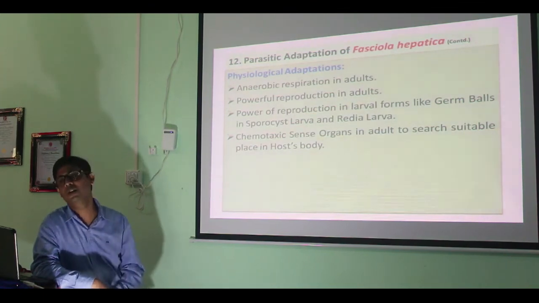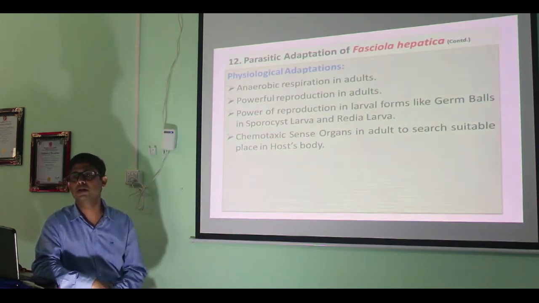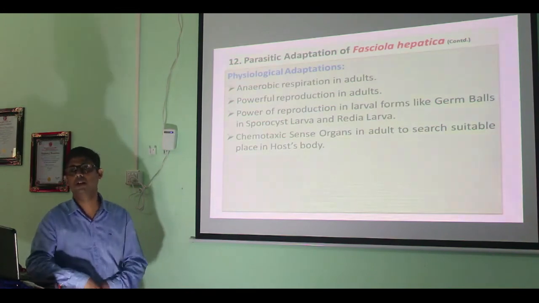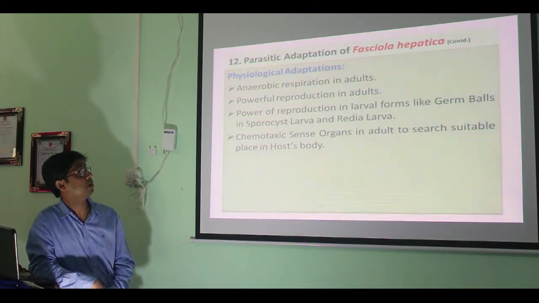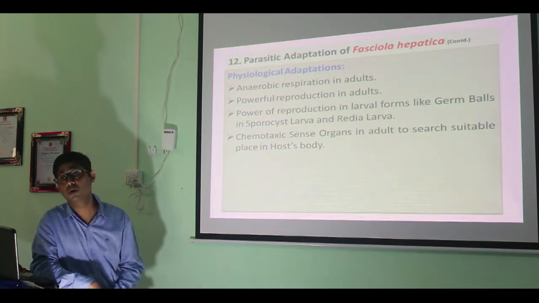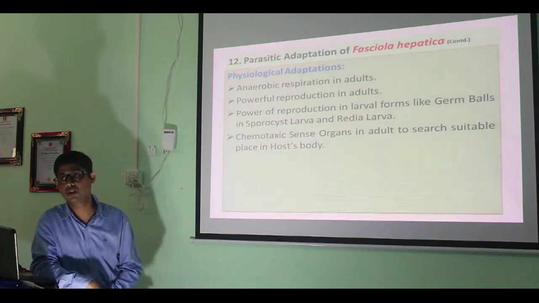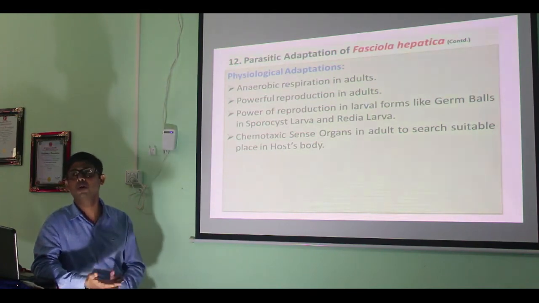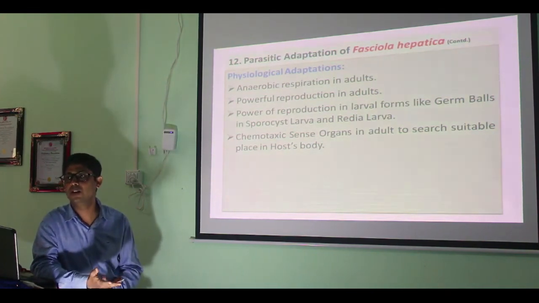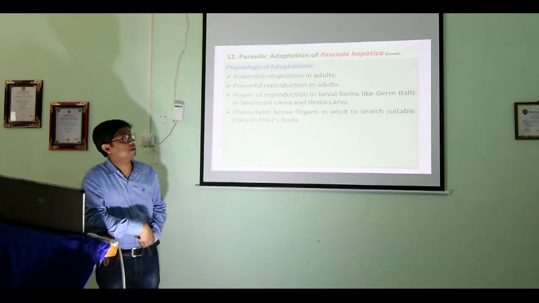So their reproduction is powerful. They release numbers of eggs that give rise to numbers of metacercaria larvae, so that one or two get the ideal intermediate host. So the reproduction is powerful in adults. The power of reproduction in larval forms is also great, because we have seen the germ balls in the sporocyst larva, and again in the redia larva. These germ balls develop into more larvae within the sporocyst larva.